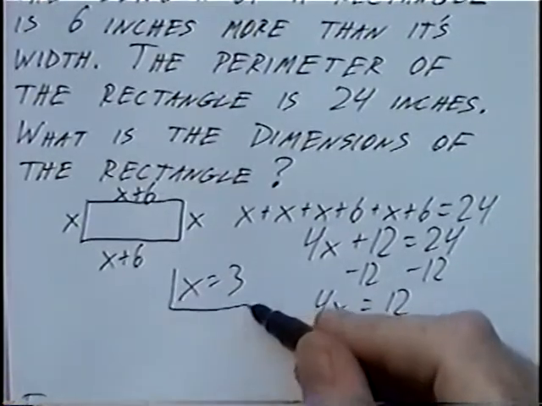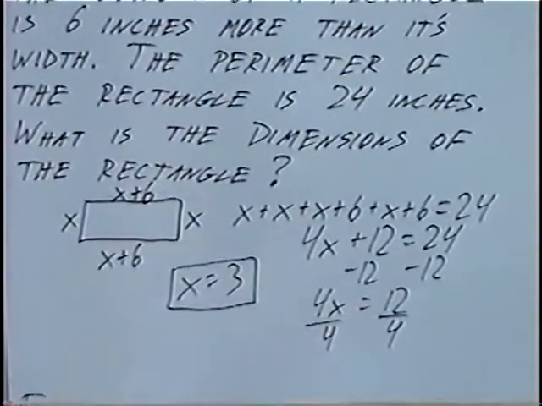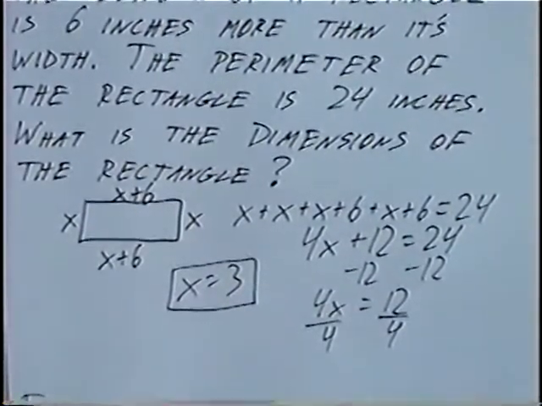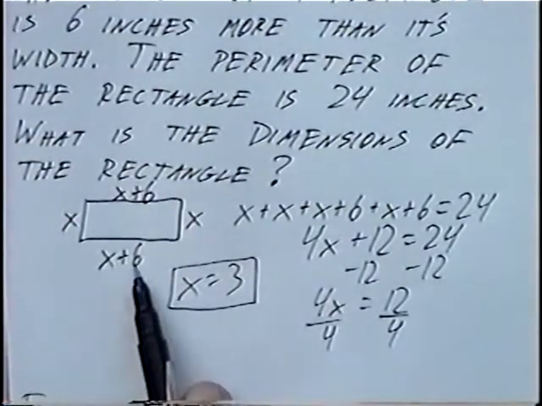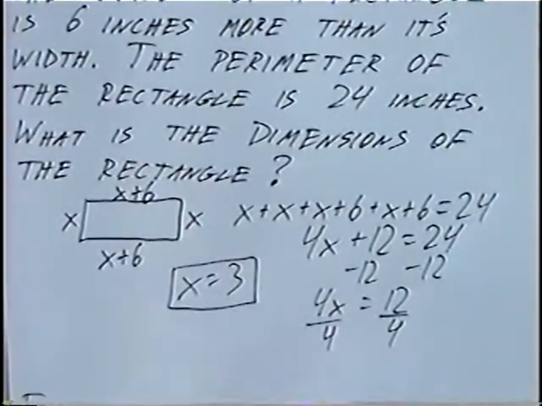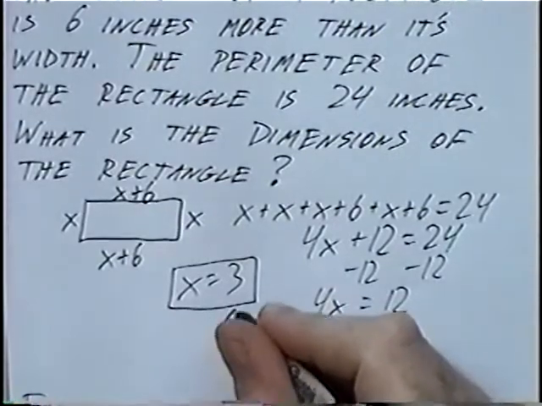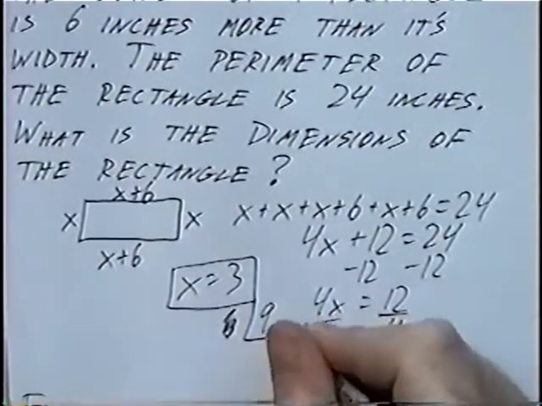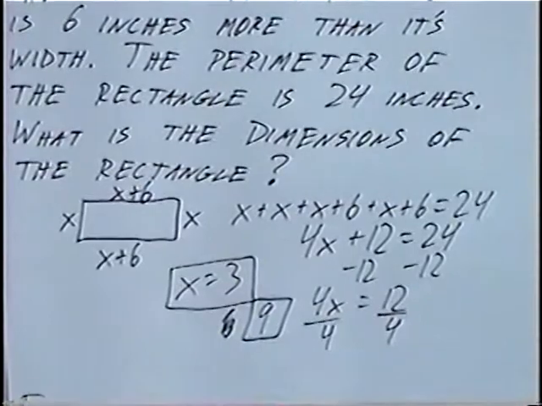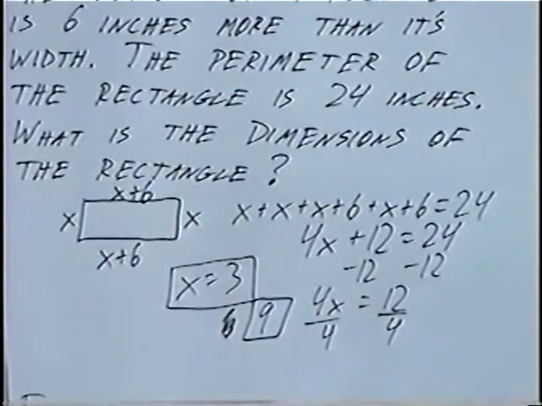So one side of the rectangle, in this case the width, is equal to 3. And the other side, if we plug it back in, x plus 6 or 3 plus 6, would be 9. So two sides of the rectangle are 3 and 9.